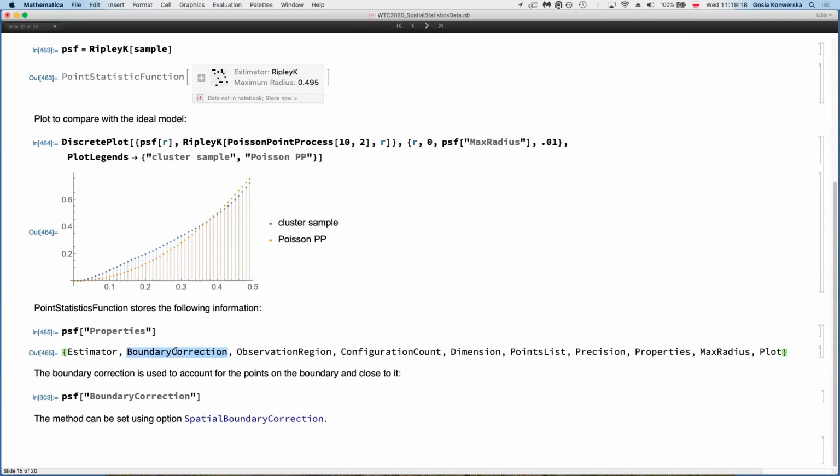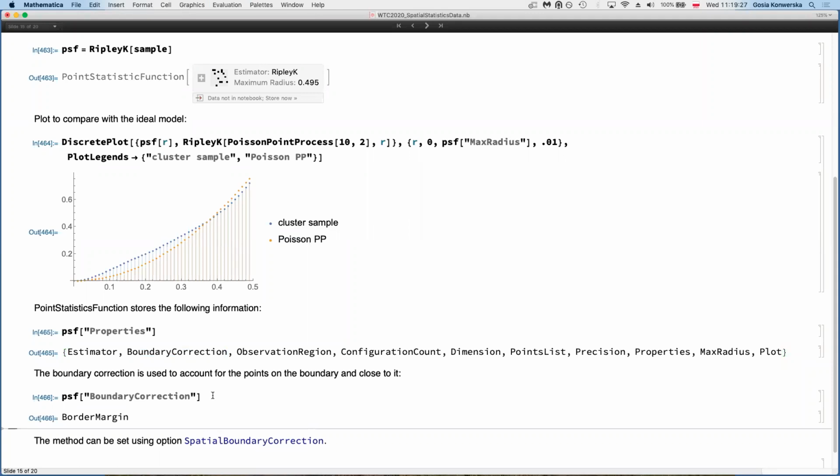And I want to just mention this one, the boundary correction. This is a method which is used to account for the points being on the boundary or very close to it. And we can extract the boundary correction that was used in this case to compute this K function, the border method. And this can be changed to different methods, or can be disabled completely using the option spatial boundary correction.